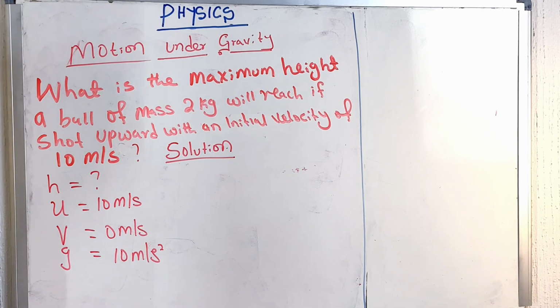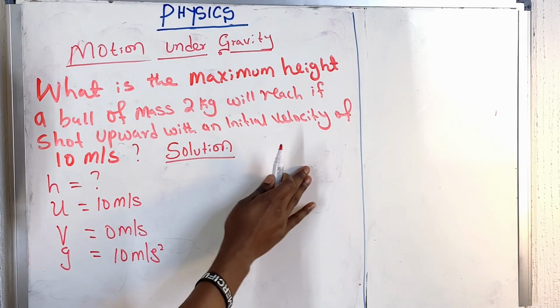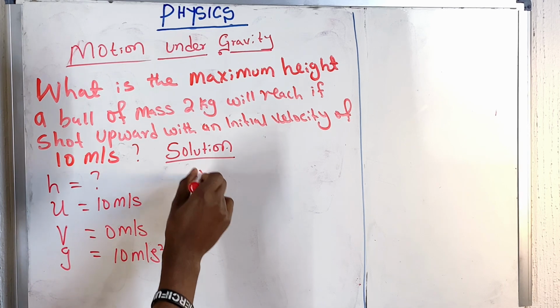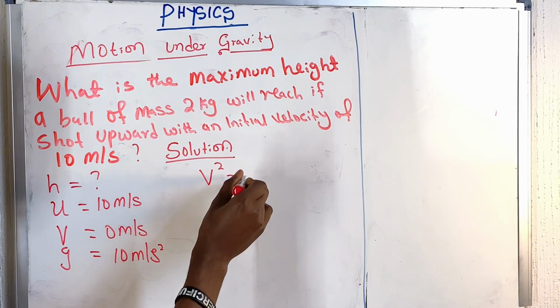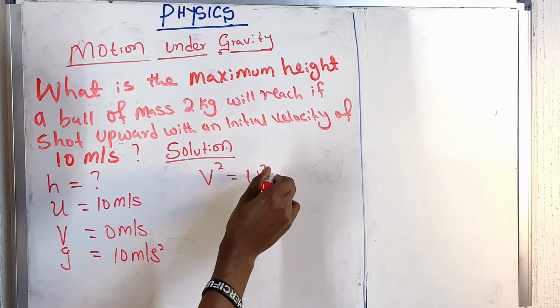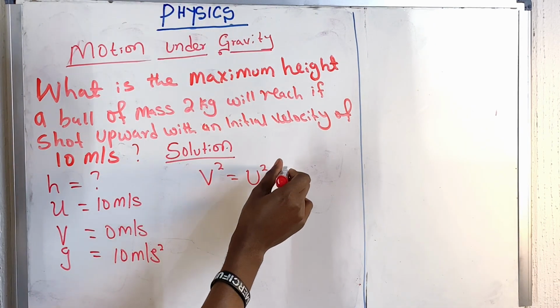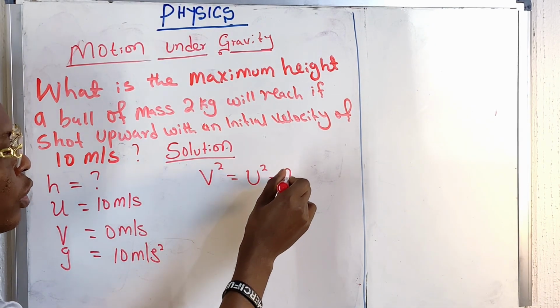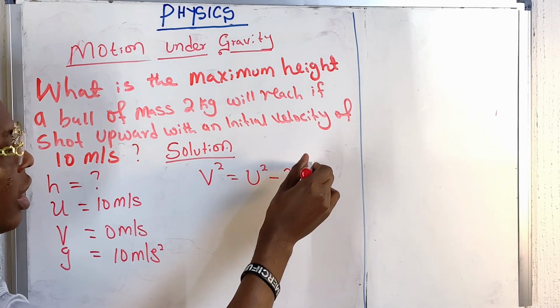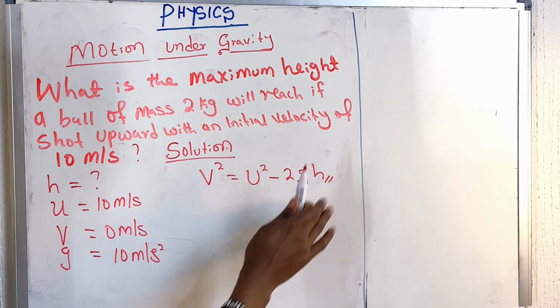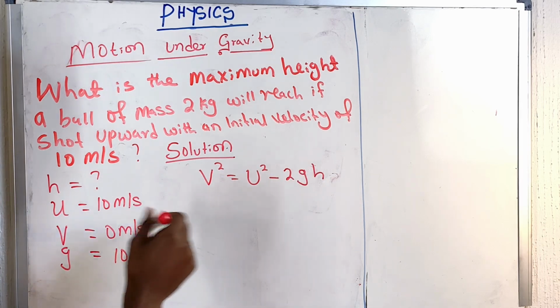So which equation of motion here under gravity would we make use of? I think for us to solve this, we will make use of v squared is equal to u squared, this time around minus, because it is going upward, minus 2gh. So we are looking for h. So let's substitute our given values.